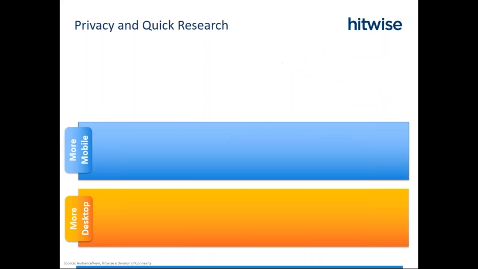So when it comes to finance and mobile search, it's all about privacy and quick research. They're wanting to quickly look at loans. They're wanting to quickly find out ways that they can get out of debt.